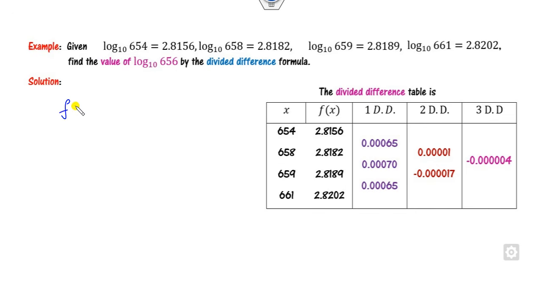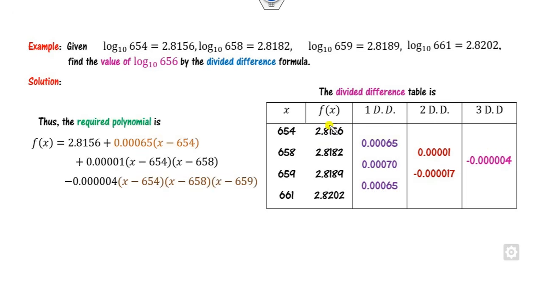Then you can find the polynomial f of x by using the upper values of each of these divided differences. The first number is my first difference, so I can write it here as a1. This is my second divided difference, so I can take it as a2. This is my third difference, so I can take it as a3 here.